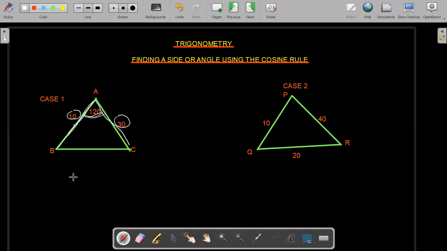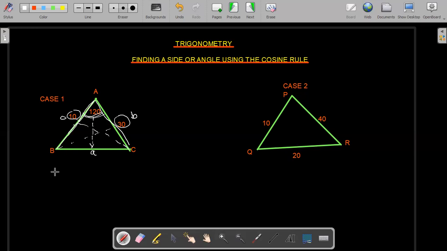So what is the formula that we are going to use? In this case, you can find this missing side BC. Remember, when we established this, the side opposite angle A is small letter a. Then this one is opposite to that, so this is small letter b. And opposite to angle C is simply small letter c. So we are looking for the side BC.